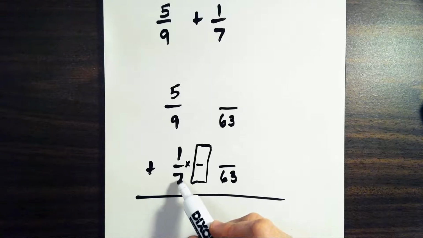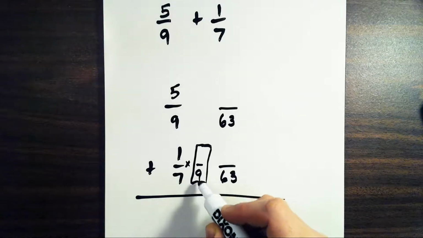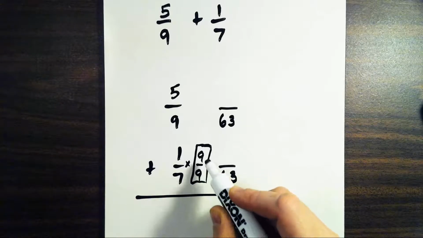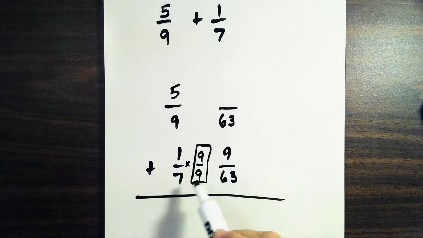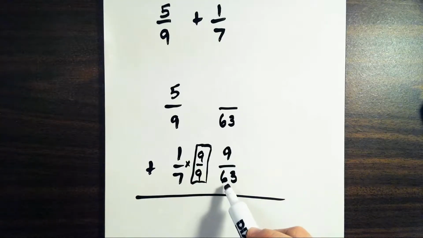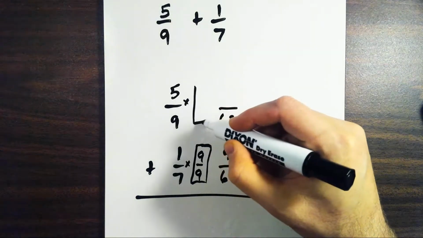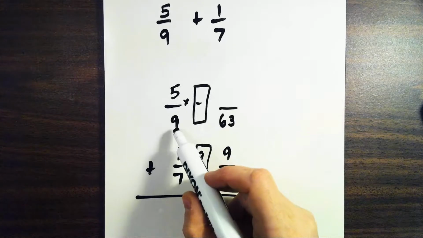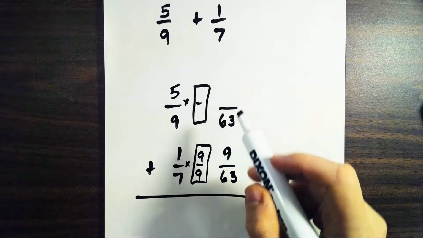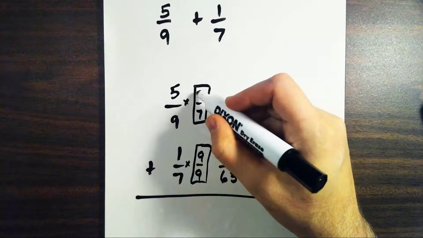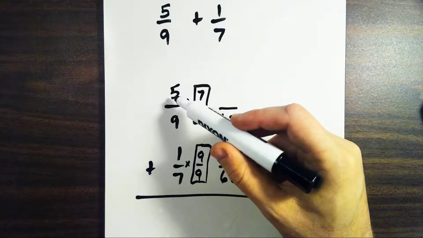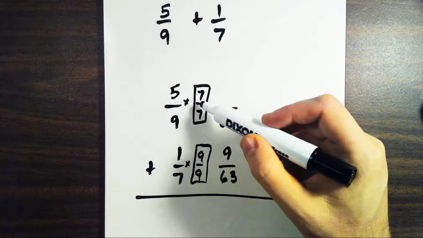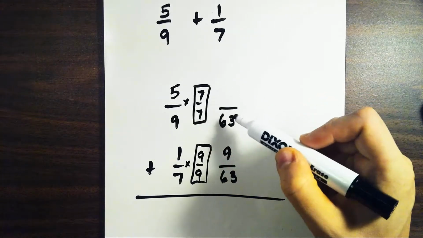So I'm going to ask myself, what did I do to 7 to get to 63? And I multiplied it by 9. If I do the same thing to the top, 9 over 9 is equal to 1. So I know that I now have identical fractions here. They're just written with different denominators. Over here, I also want to multiply by some version of 1. So I'm going to ask myself, what did I do to 9 to get to 63? I multiplied by 7. If I do that same thing up to the top, 7 over 7 is 1. So I know I'm multiplying 5/9 times 1, so I should get 5/9. It just will look a little bit different.